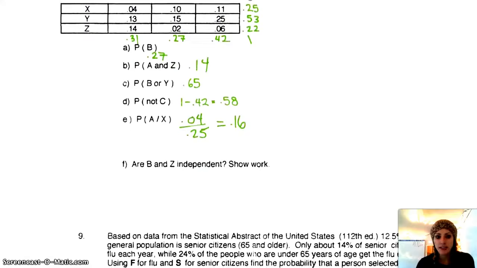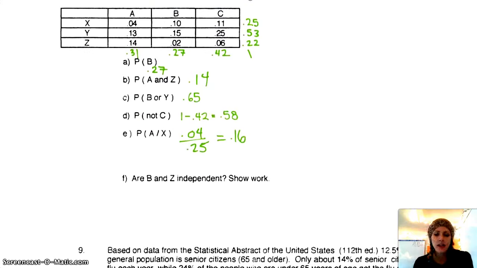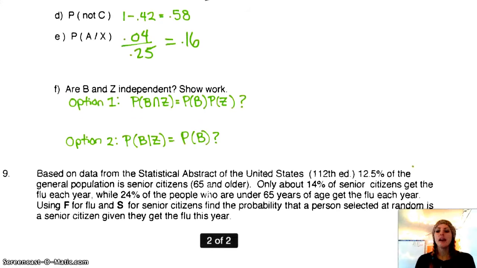So the next problem is asking to check for independence. Remember, there's two ways you can check for independence. The first is to check if the probability of A and B is equal to the probability of A times the probability of B. And the other option is that the probability of one given the other doesn't change the probability of the first thing happening. The probability of B given Z is still just the probability of B. It doesn't change given the information of Z happening. So you can just calculate both of these, and if they're equal, they're independent. If they're not equal, not independent.